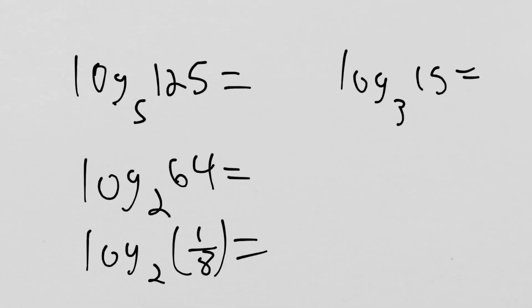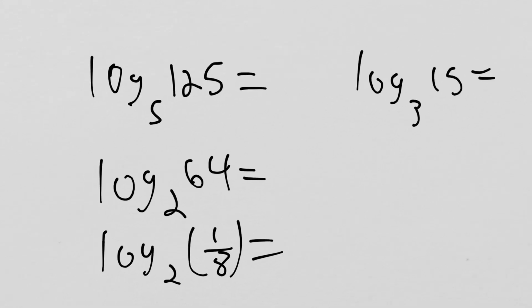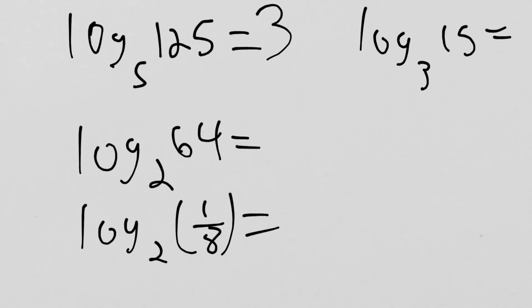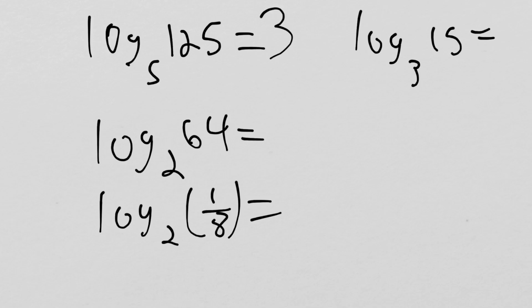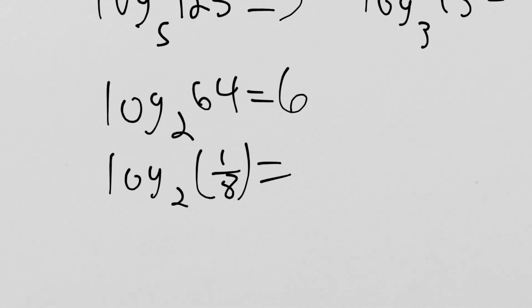Okay, so answers: 5 raised to the what power is 125? 5 raised to the third power is 125. Okay, for 2, I kind of just count out 2 every time just to make sure. So 2 to the first is 2, to the second is 4, to the third is 8, to the fourth is 16, to the fifth is 32, so 2 to the sixth is 64. And then when it's a fraction, that means that the exponent must be negative. So 2 to the third power equals 8. So 2 to the negative third power is 1 over 8.